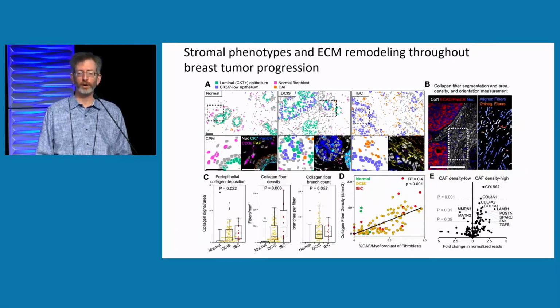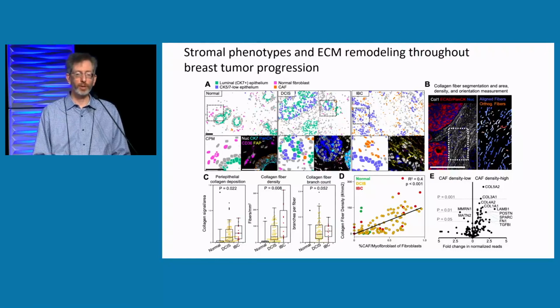And so we can identify collagen phenotypes, the length of the collagen fibers, the organization of the collagen fibers, and we can relate those to the expression patterns of the myofibroblasts. And finally, in panel E, we can demonstrate that these different cell types have a variety of different extracellular matrix proteins that are expressed.